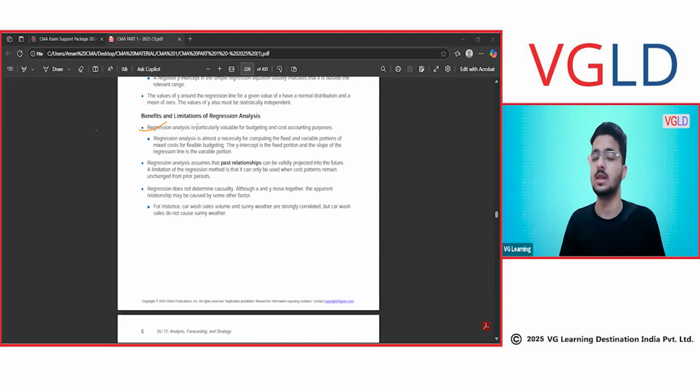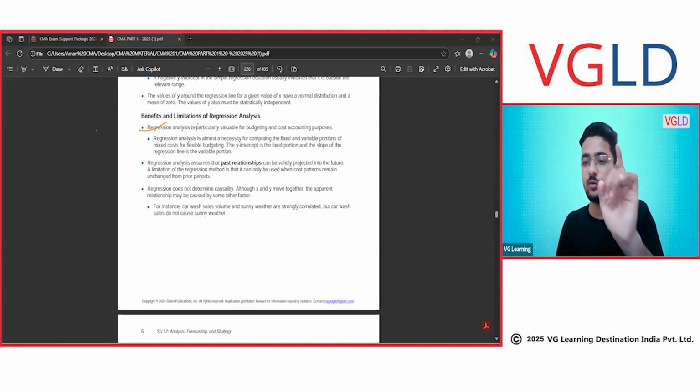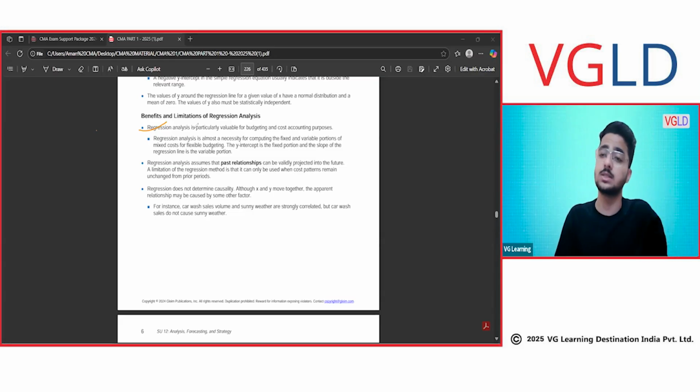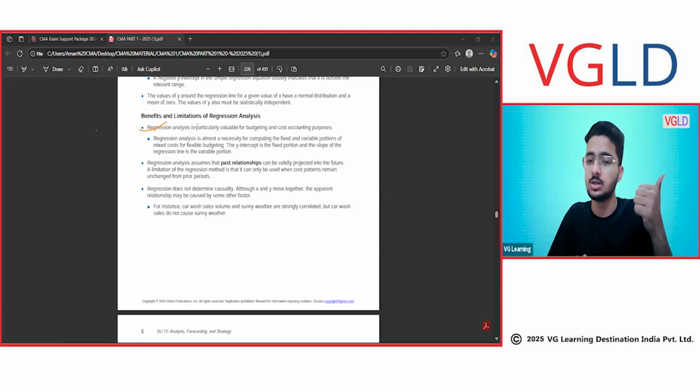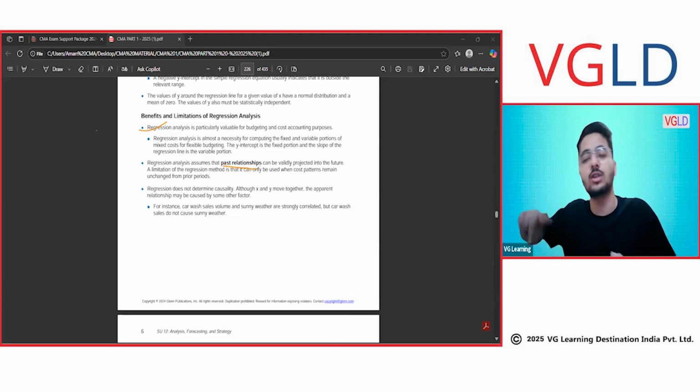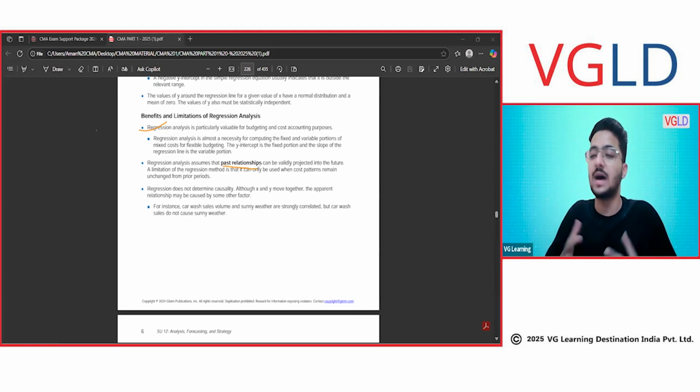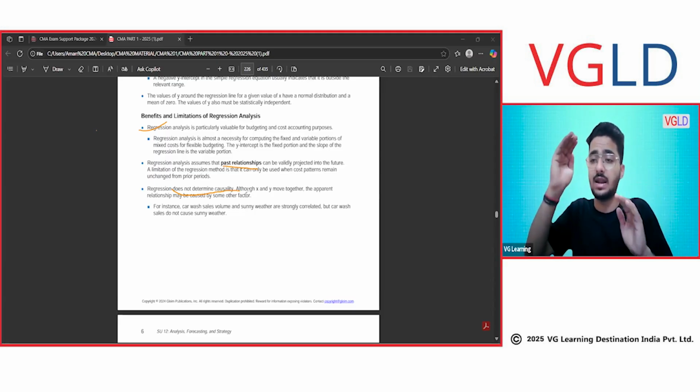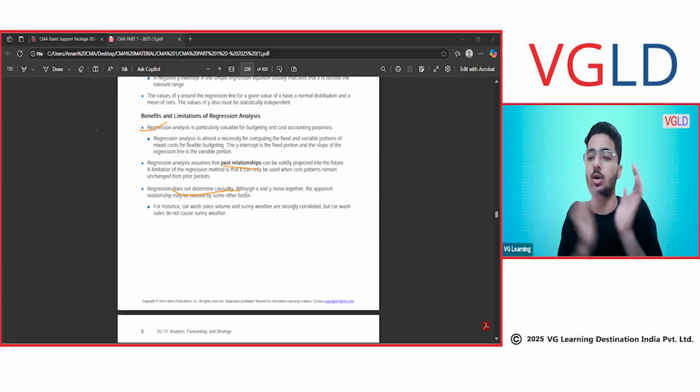Now the limitation. If you have noticed, your relevant range was of the past. You didn't find out the current relevant range. So you are using the past relationship, which might not be accurate for the future. Second, regression does not determine causality. Like both X and Y move further. As I gave an assumption, Y is dependent on X, but X is not dependent on Y.